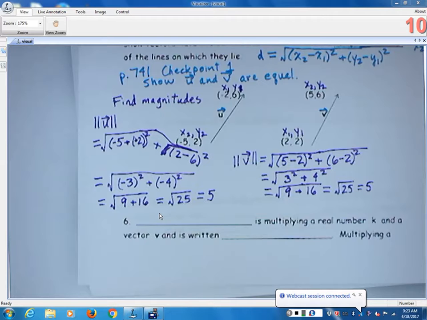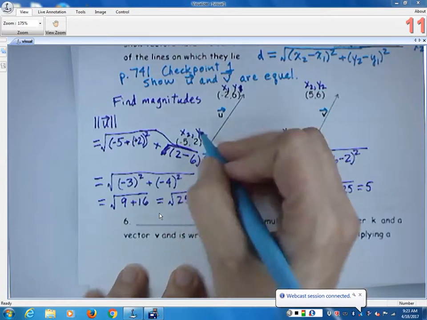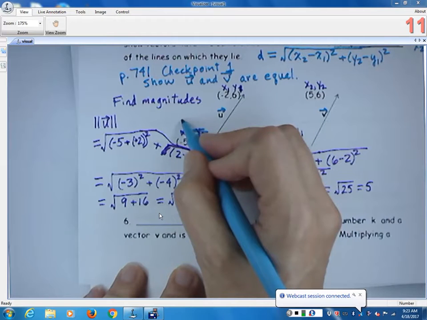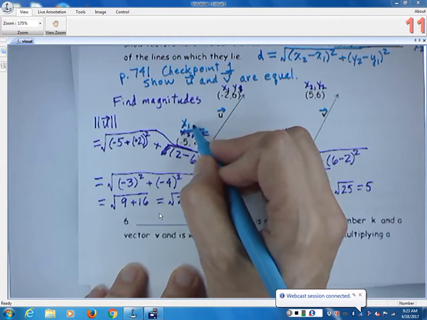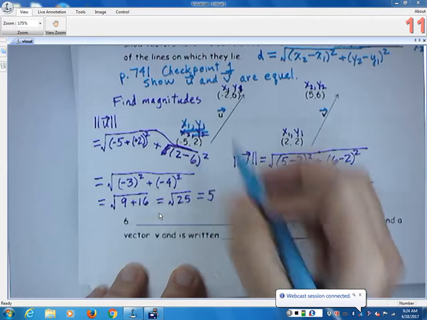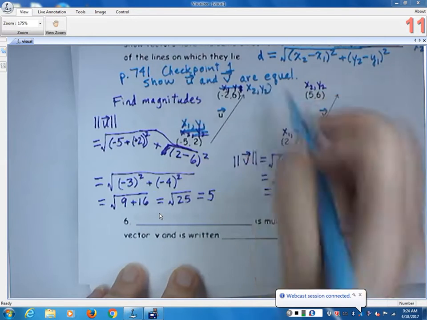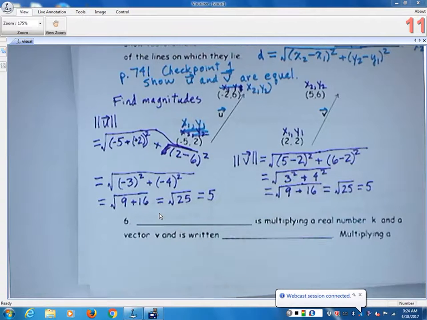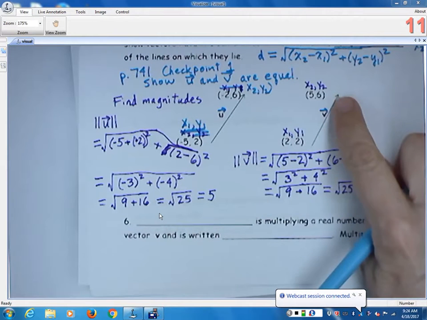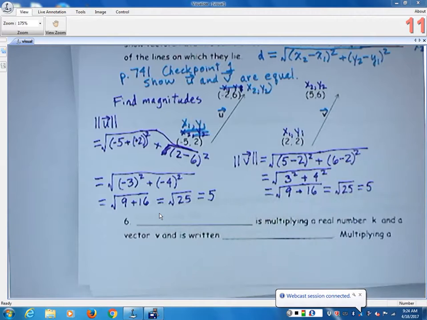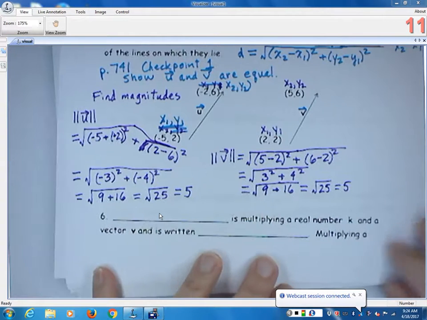We better use the same setup for slopes. This has got to be x1, y1, x2, y2. We've got to have them defined the same way: initial point, terminal point. So for magnitudes it didn't matter, but for slope it's going to matter which way I had that defined. So we got to start then with finding the slope.